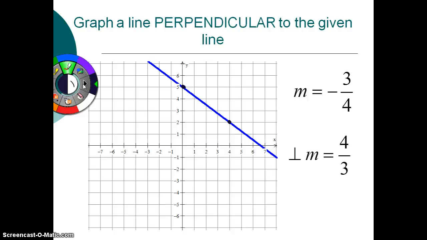To graph a perpendicular line, you need to pick a point on your line and then count off the perpendicular slope. So I'm going to pick that point on my line, and now I need to go up 4 over 3 to get another point. And now I need to go the opposite direction to get another point for my line, so I'm going to go down 4 to the left 3. Now that I have 3 points, I'm going to draw my perpendicular line.